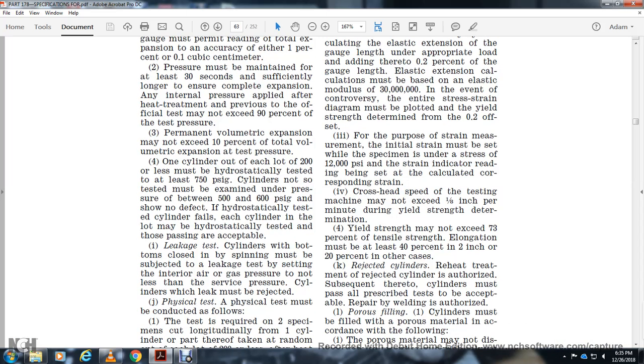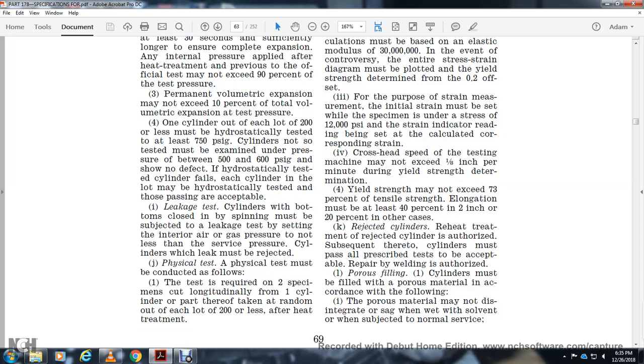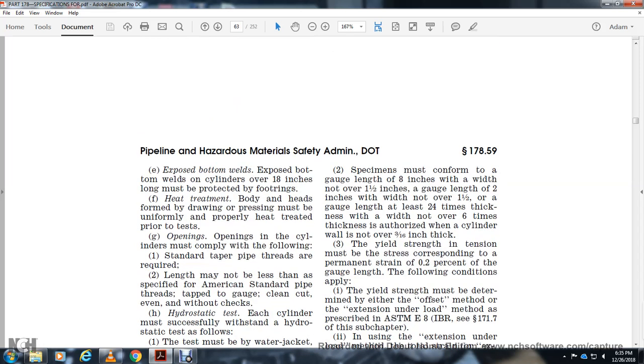Physical test: the physical test of the container is as follows. The test requires two specimens cut longitudinally, with one cylinder taken at random out of each lot of 200 left for the heat treatment. Specimen must conform with the gauge length of 8 inches with a width not over 1.5 inches, or a gauge length of 2 inches with a width not over 1.5 inches, or a gauge length at least 24 times the thickness, with a width not over 6 times the thickness of the cylinder, and not over 3/16 of an inch thick.